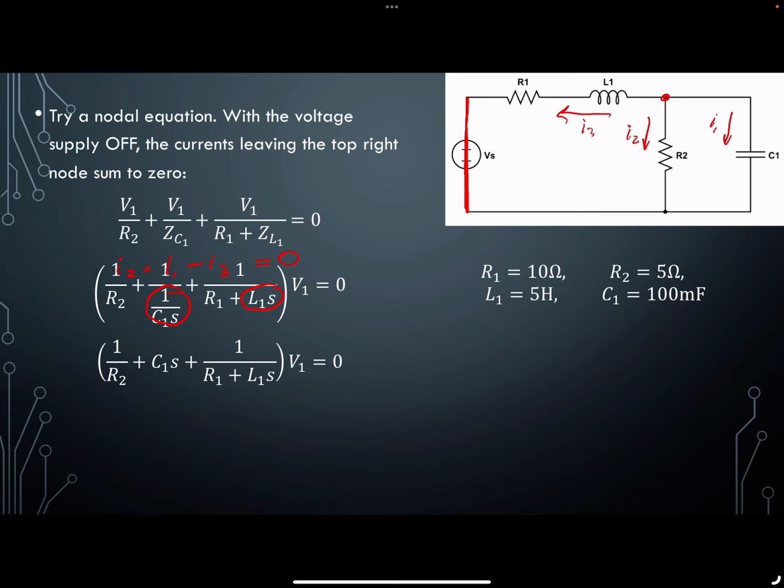Now note this represents the differential equation for the voltage at that top right node. To get it in a standard form, we want to get rid of all the s's in the denominator, so we can multiply through by that denominator, R1 plus L1S. So multiply through both sides. There's a 0 on the right, so that makes it easy.